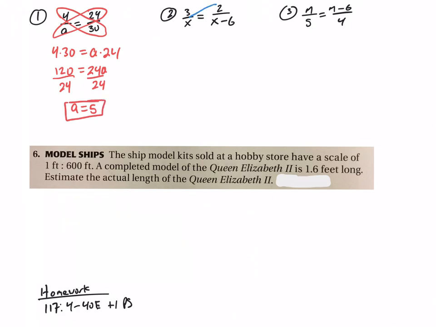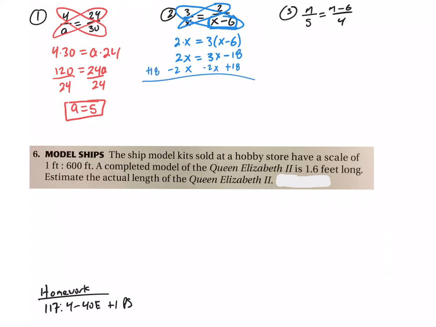Same idea here. I'm going to say this one times this one. It's going to be this one times this one. So 2 times x, or x times 2, is going to equal 3 times x minus 6. Notice I added parentheses around that denominator because it's saying all of this times that. So now we can go about this as 2x is equal to 3x minus 18. So I'm going to subtract 2x and add 18. And I get x is equal to 18.